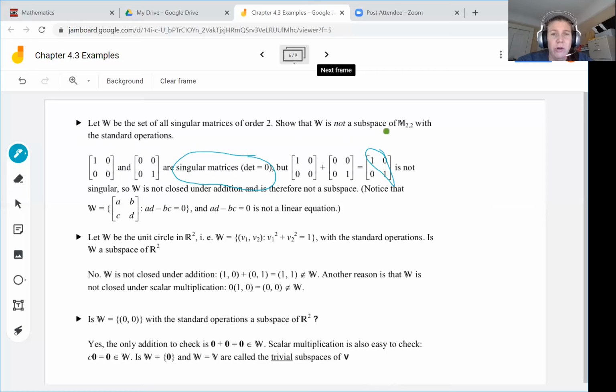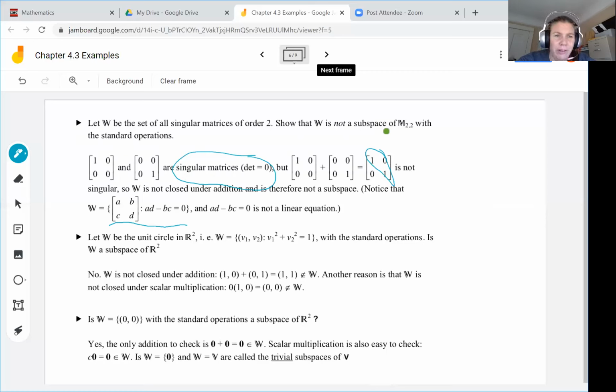All right. Notice that W is written symbolically as the 2x2 matrix with elements A, B, C, D, such that AD minus BC equals 0. And notice that AD minus BC equals 0 is not a linear equation.